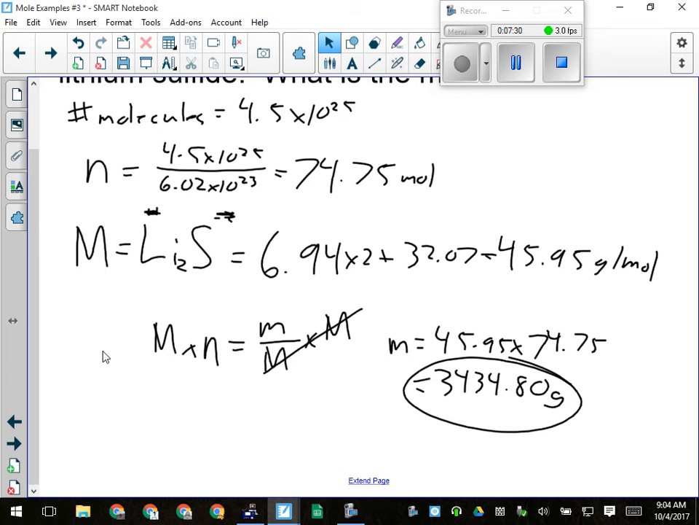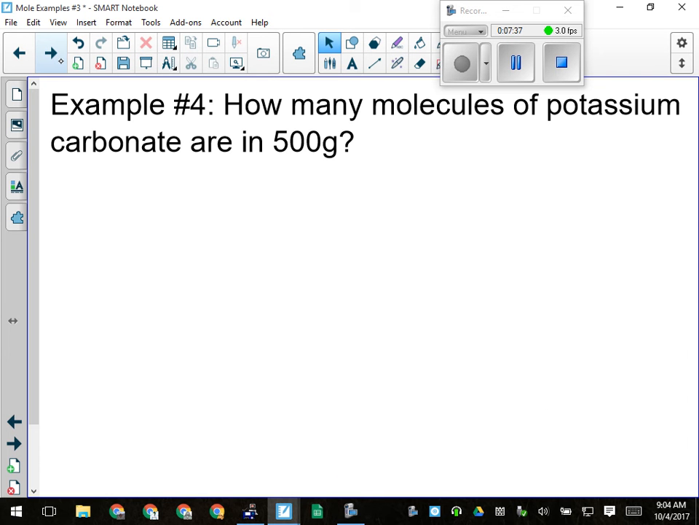Okay, how many people have done number 4? All right, okay, let's go over number 4 then. Or do we need a minute or two? Minute or two, okay. So on number 4, I'm being asked to calculate the number of molecules. I'm being given the mass and I'm being given the material. Okay, so first off, I know mass, 500 grams. Okay, and I know the material, it is potassium carbonate.